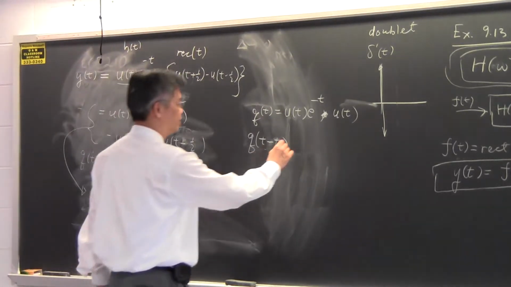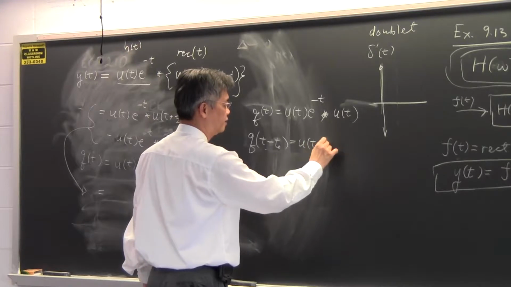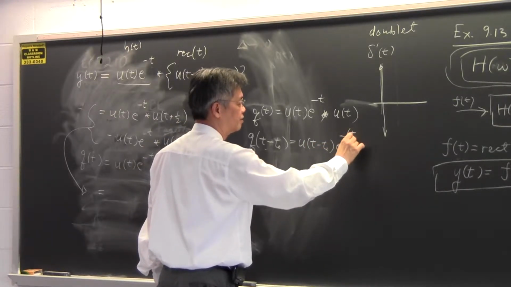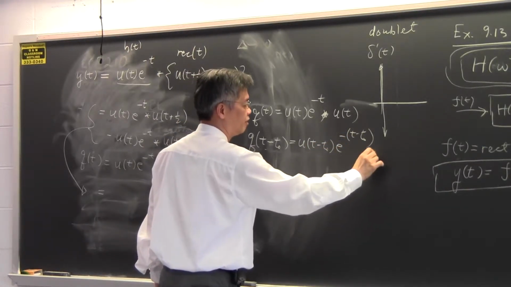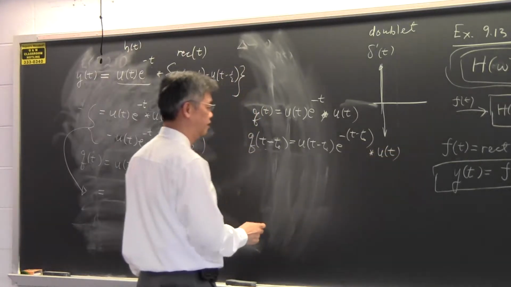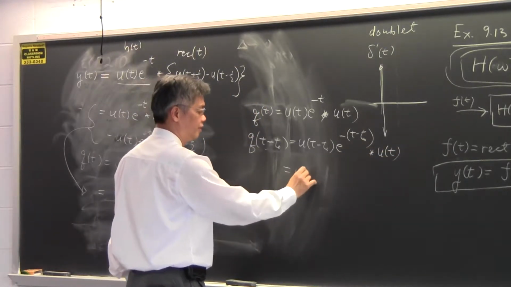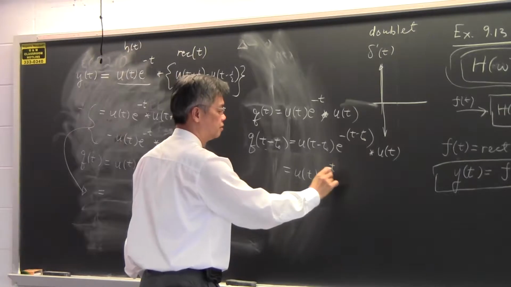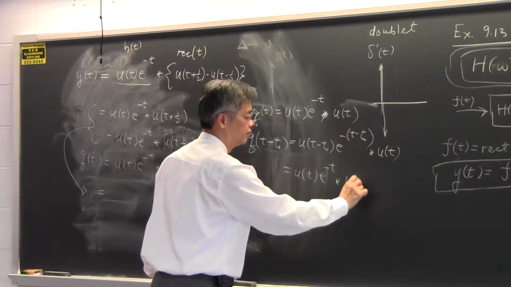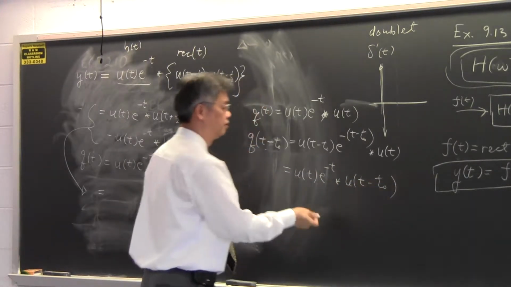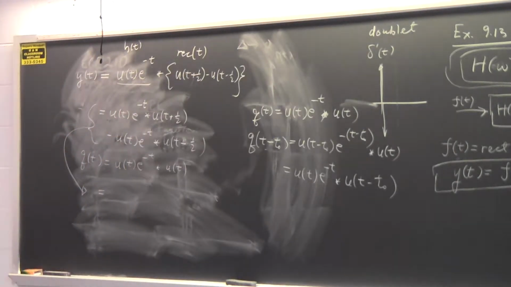So this is equal to u(t minus t naught) e to the minus (t minus t naught) convolving with u of t, or you delay the second one, convolving with u(t minus t naught). Either one of these is correct. But you don't delay both of them.